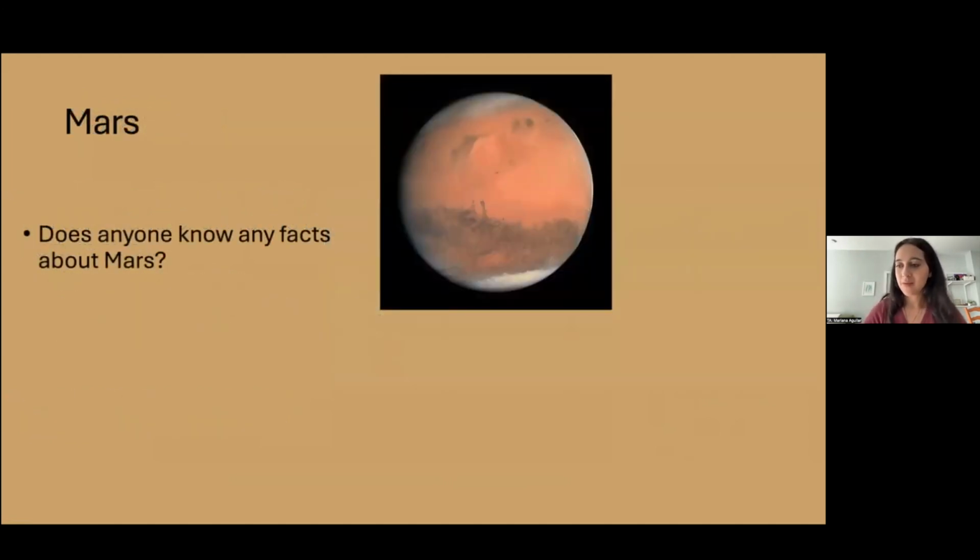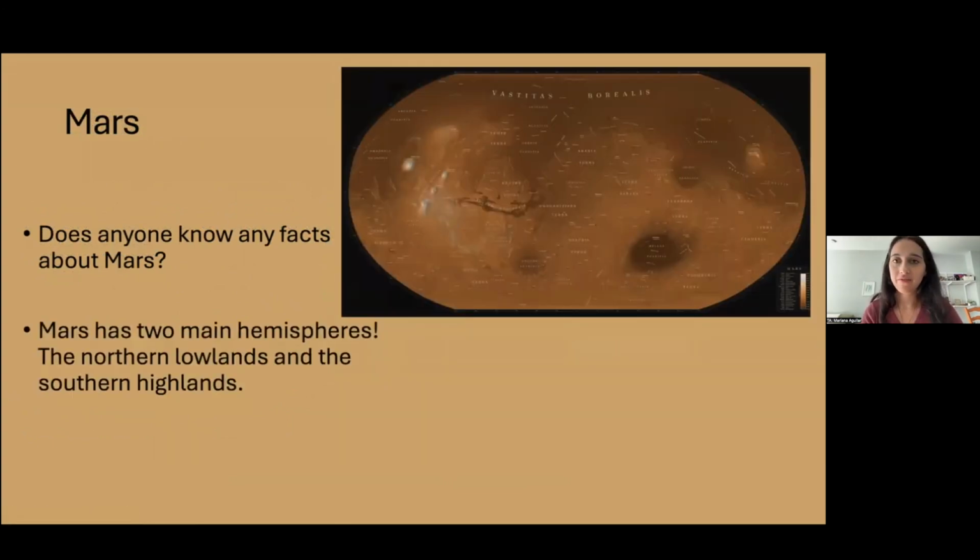Okay, now we're going to talk about Mars and introduce the surface we're going to be looking at. Mars has two main hemispheres. It has the northern lowlands. The darker region are the lowlands, and the brighter regions here are the highlands. What differences do you notice between the two?